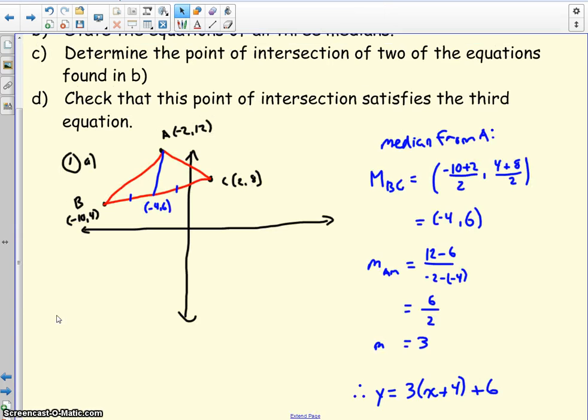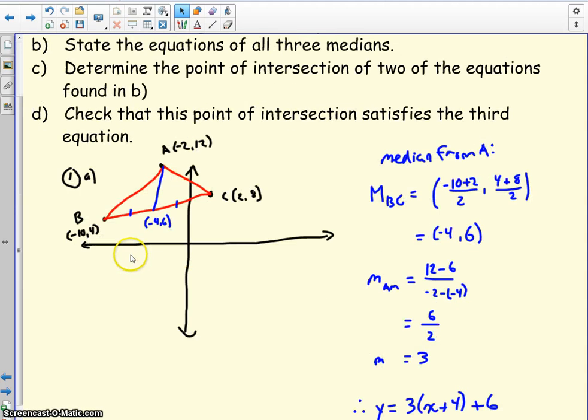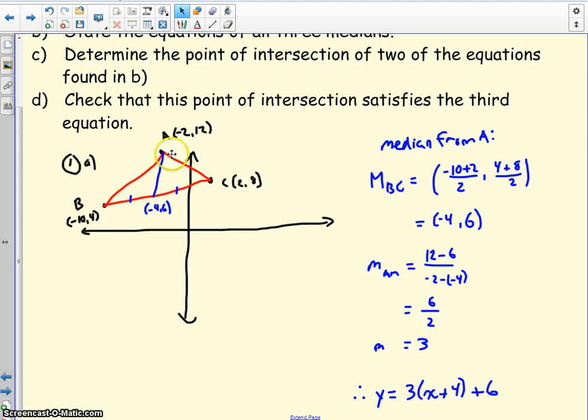Okay, just so you can check your first median here, again, I asked you to find the equations of all 3 medians for this triangle. To remind yourself how to find a median, I drew the triangle here, and I'm trying to do the median from A. So I'm going from A, (-2, 12), to some point out here I don't know yet. Remember, the median passes through the midpoint of the side across from it, so I have to find the midpoint of BC. I do that over here. I have (-10 + 2)/2, which is -4, and (4 + 8)/2, which is 6. So my midpoint there is (-4, 6), which I've labeled right here.